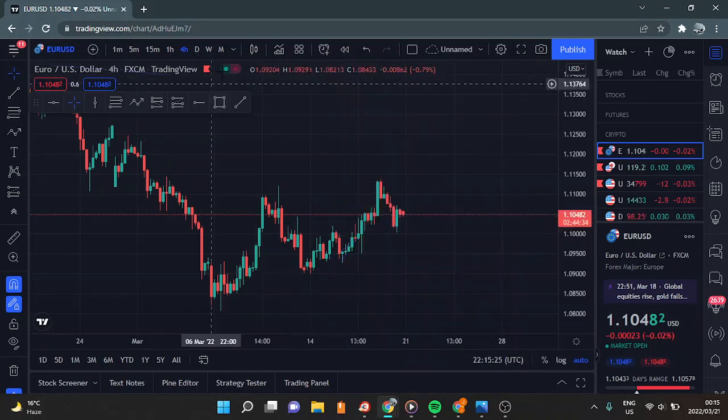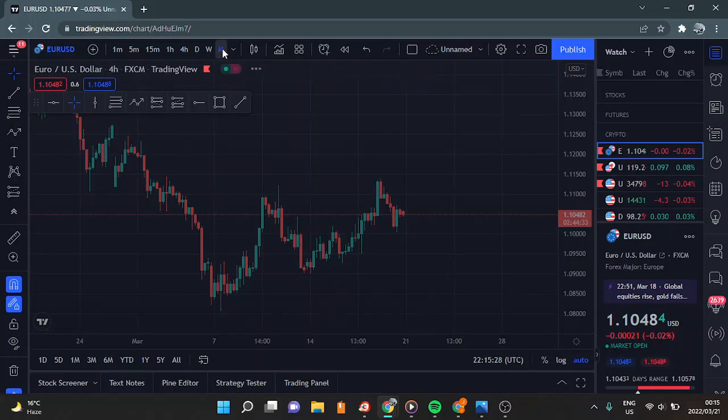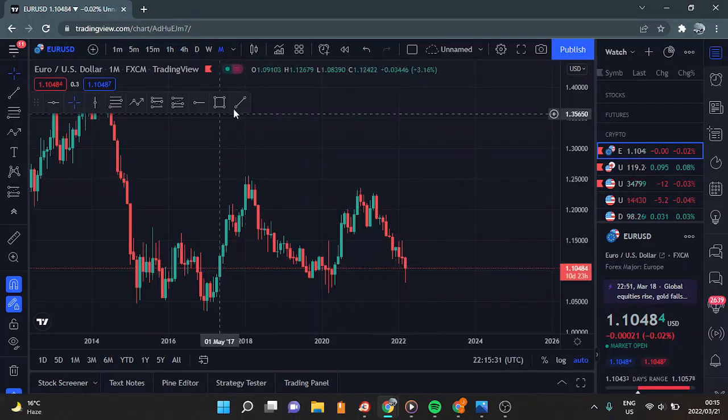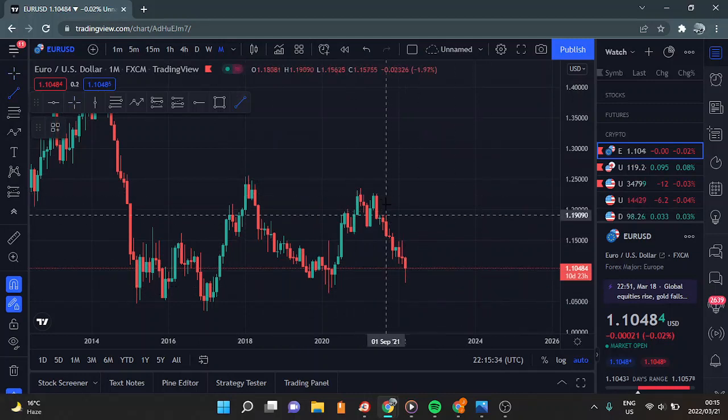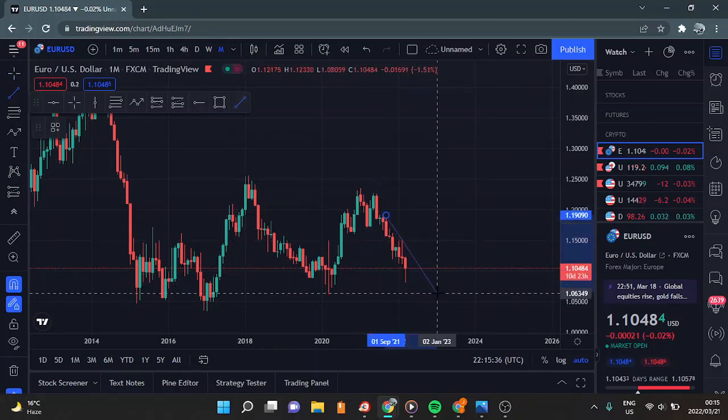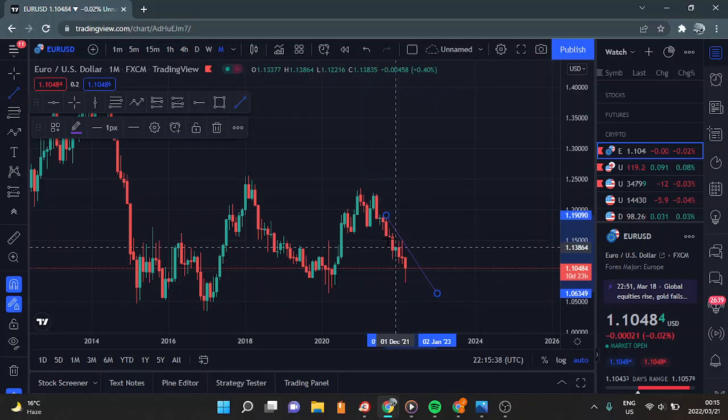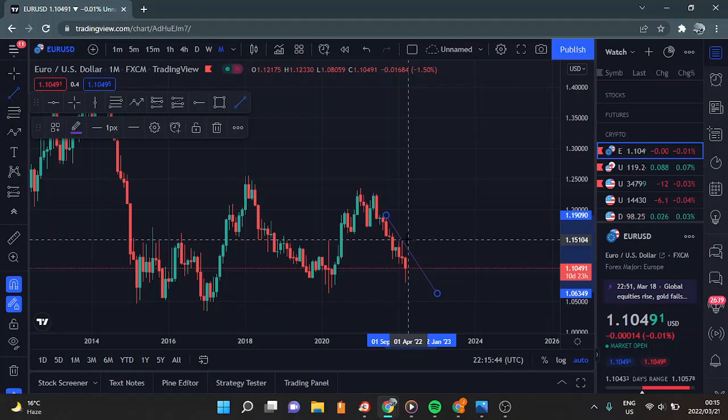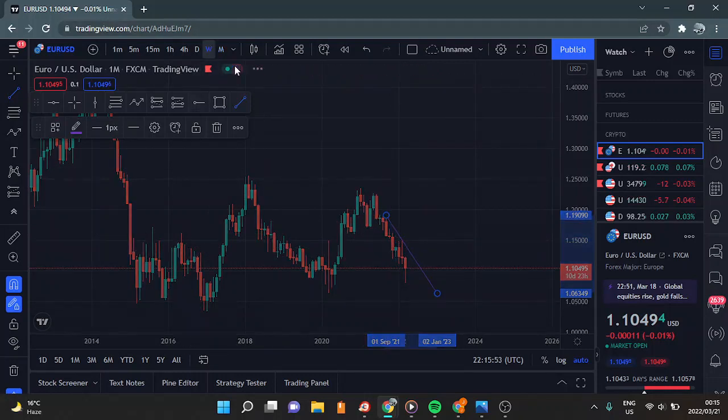Always start with a clean chart, guys, so that you can see and be able to spot any changes in the market. Start by predicting the direction of the market. As you can see, the market gave us a lower high, lower low, a lower high, a lower low. So yeah, we're in a downtrend on the monthly time frame. Then move on to the weekly.